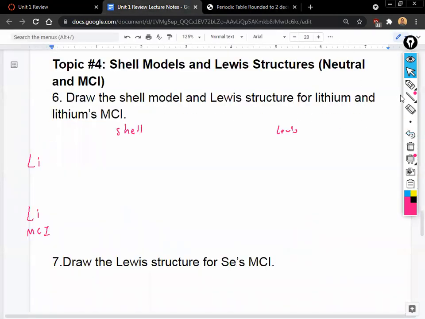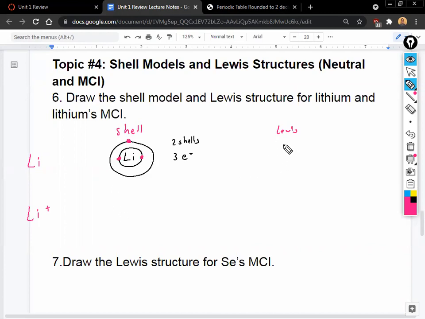So we just figured out that lithium's MCI is going to be Li plus. And we know that lithium, regular lithium, is going to have 2 shells. So if I drew a picture of lithium, I would draw Li, and I would draw 2 shells around it. Now, lithium's atomic number is 3, which means that if it's neutral, it has 3 electrons, same as the proton. So I have to draw 3 electrons on the shell. So 1, 2, 3. And that's what lithium's shell model is going to look like.